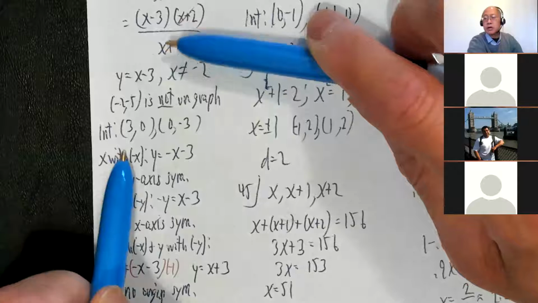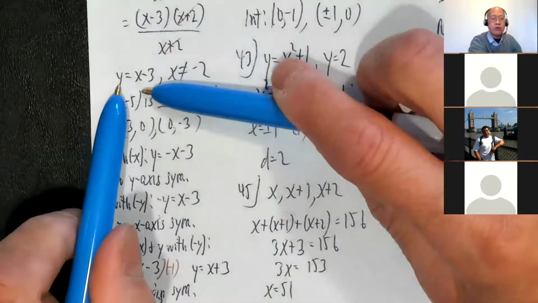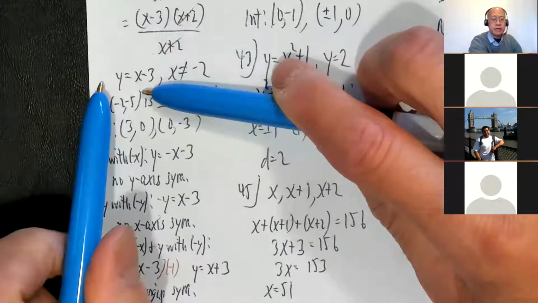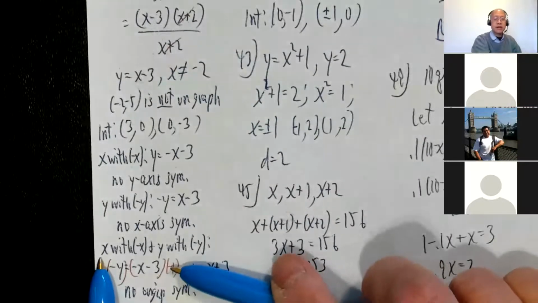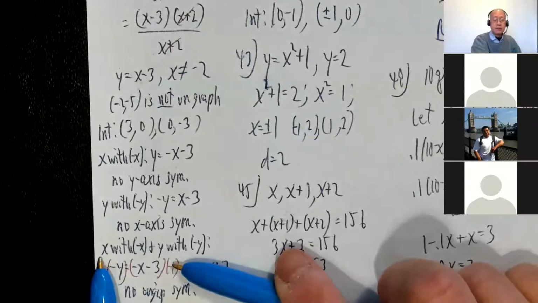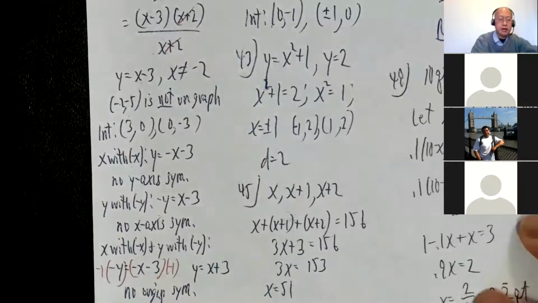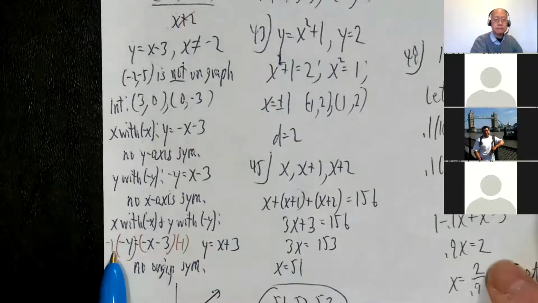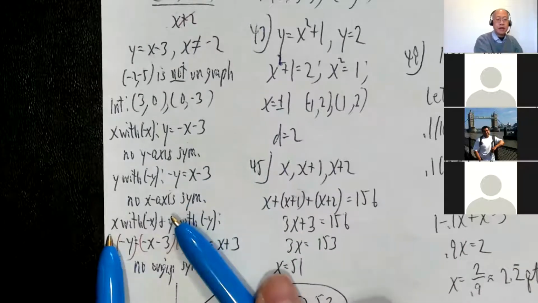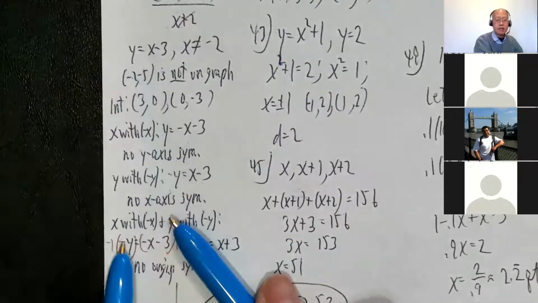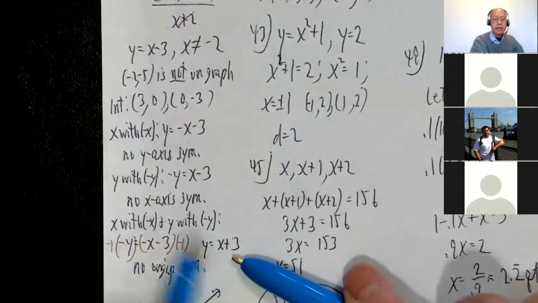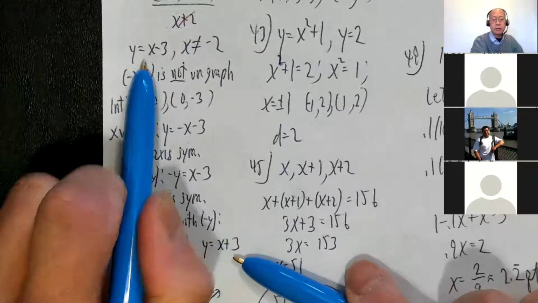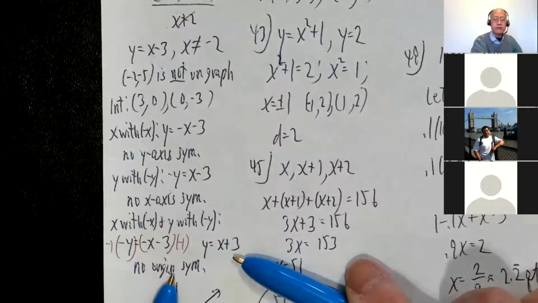If I do both of them, replace x with -x and y with -y, you got a bunch of negatives. -y equals -x minus 3. And you might say, oh, I don't like all those negatives. You can multiply both sides by -1 and they all become positive, right? Makes it look nicer. Multiply by -1, y equals x plus 3. Is that the same as that? No, it's not. So I do not have origin symmetry. So I have no symmetries.